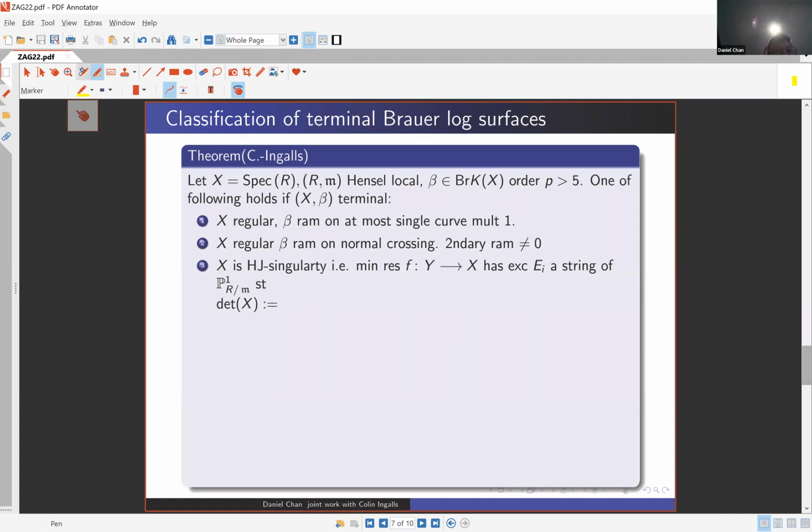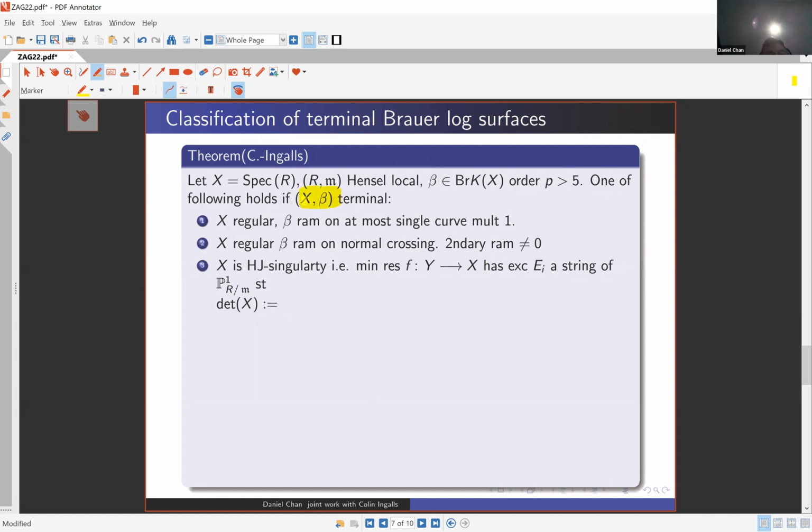Okay, so this is also a theorem with my collaborator, Colin Ingalls. So we're going to look at this local setting. So R is going to be a Hensel local ring, and X will be the spectrum of that Hensel local ring. We'll have some Brauer class β as usual. And this Brauer class now, it's going to be of prime order, and now we have to fix the order of this prime to be strictly greater than 5. So this is a little bit unfortunate, but this is a condition that we have to impose.